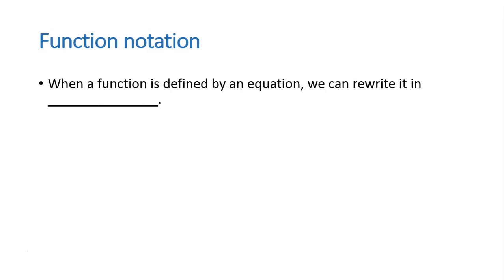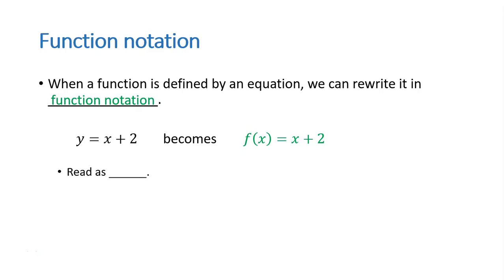So when a function is defined by an equation specifically, we can rewrite it in what we call function notation. So say we have a really basic function. This is actually a linear function, y equals x plus 2. So again, x is our input, y is our output. We're going to rewrite it in this form with this f and this x notation. So let's break this down a little bit.